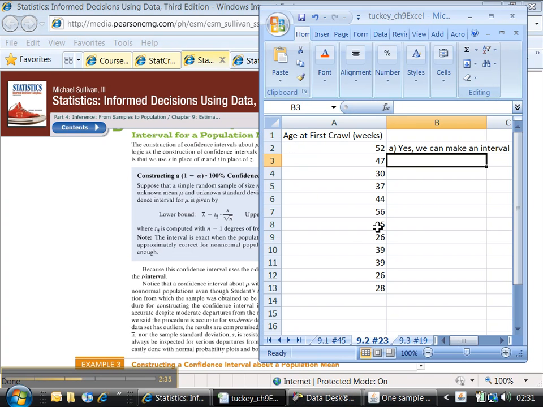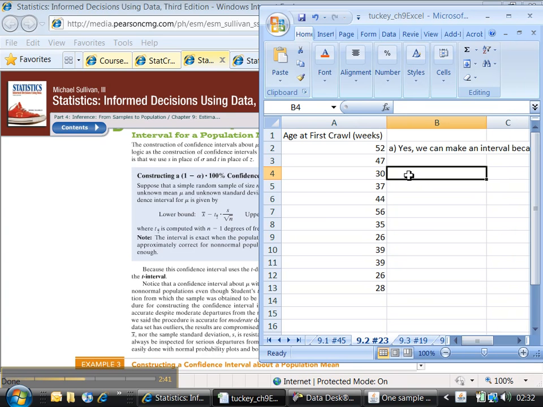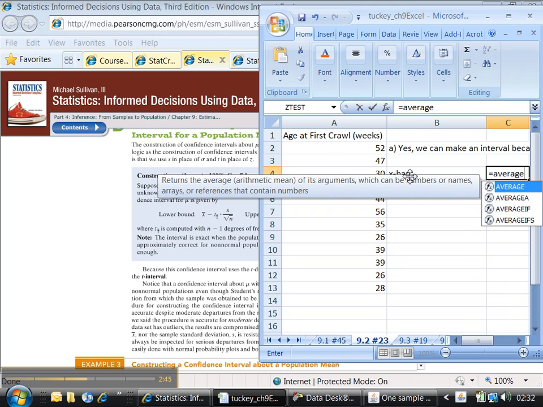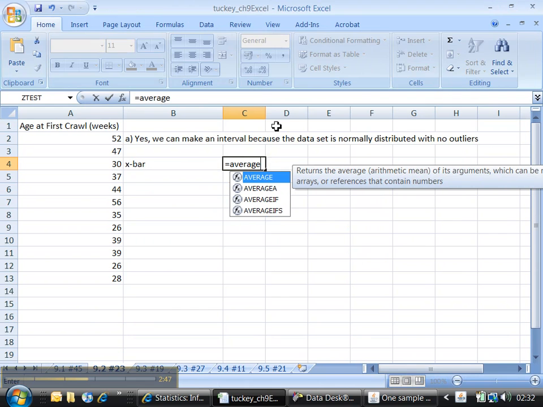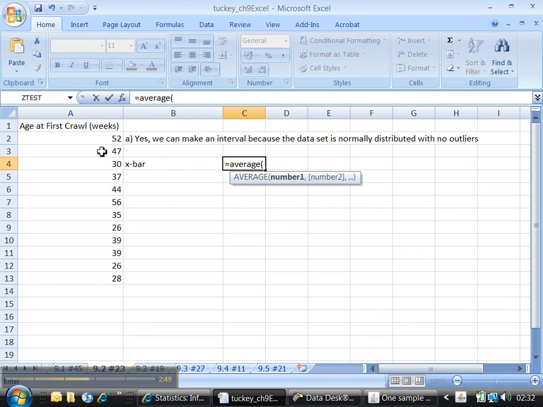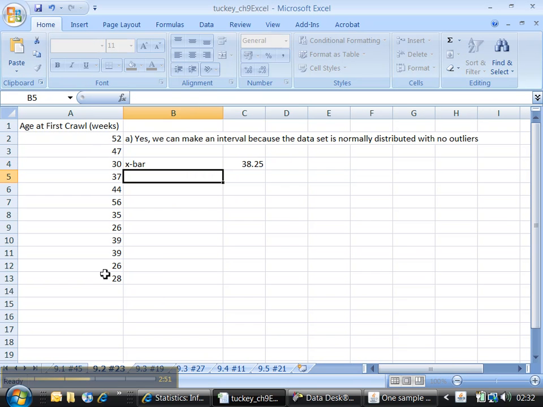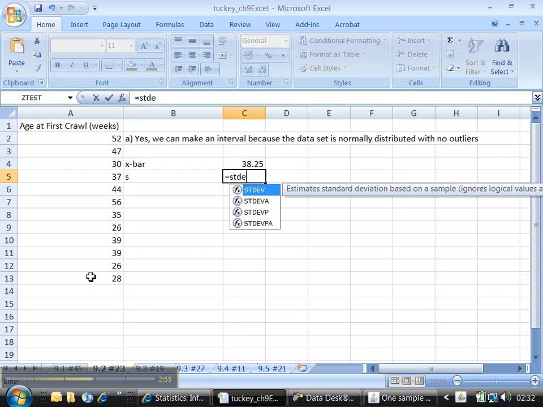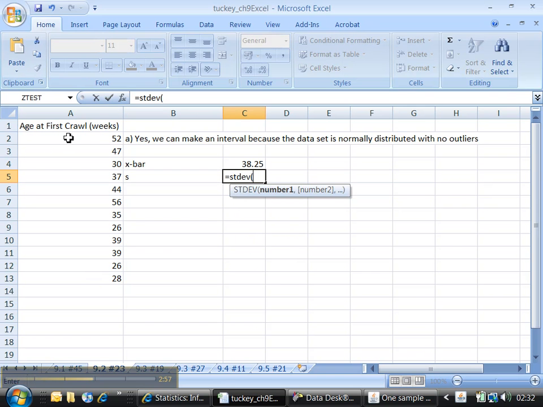So let's start. First thing, I'm going to need to make this bigger so I can see what the heck I'm doing. All right, we're going to need x bar, which is equal to the average. Let me make this maximized. Average of this data. There's x bar. We're going to need s. S is the standard deviation of this data.